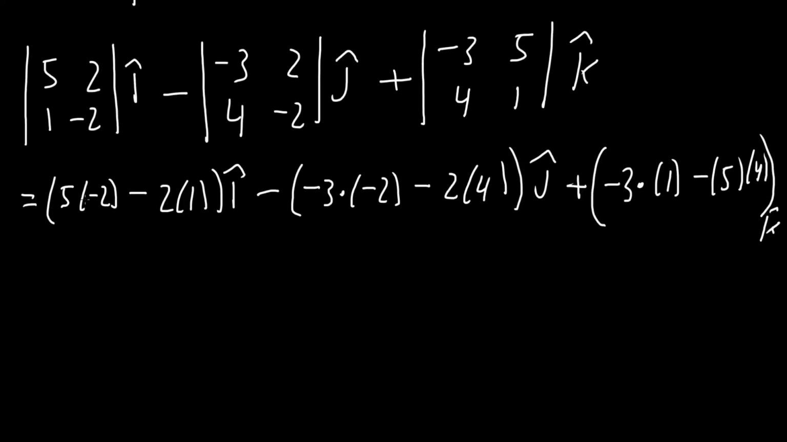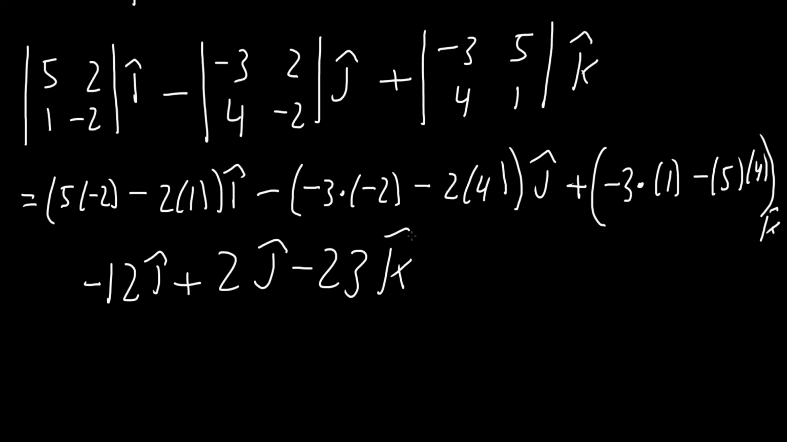So 5 times -2 minus 2 would give us -12I. -3 times -2 is +6. 6 minus 2 times 4. So 6 minus 8 would be -2. Times -1 is +2, so plus 2J. Finally, K, -3 times 1 is -3, minus 5 times 4 is -20, so -20 minus 3 is -23K. And this right here is the final answer.